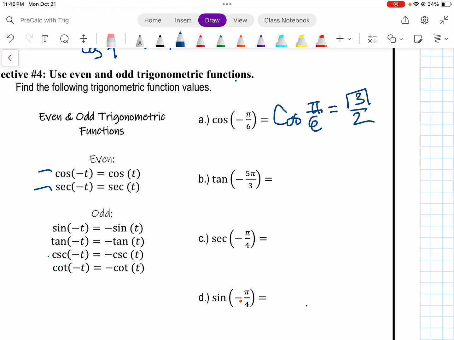Now, if we go to, for example, sine, well, sine is an odd function. So because I have a negative radian, that means that my answer will be negative. So this is actually negative sine of pi over 4. And what is sine of pi over 4? Well, my answer I know is going to be negative. And then I know sine of pi over 4 is going to be radical 2 over 2, using again the shortcut that I showed you.